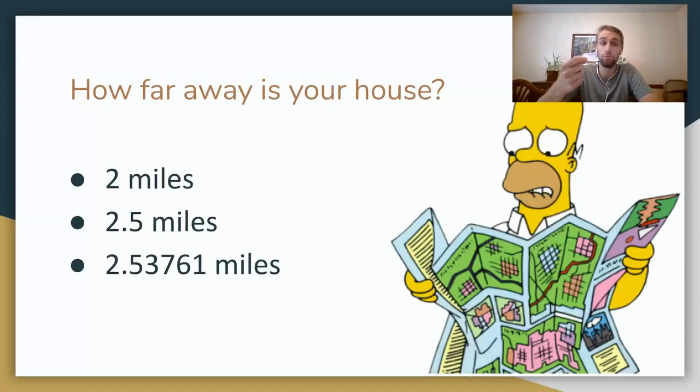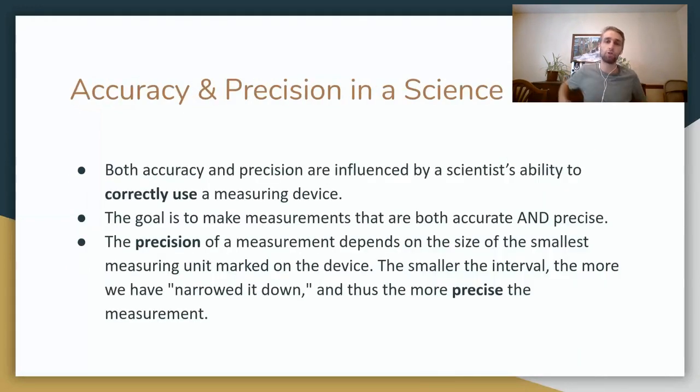And if someone tells you my house is 2.53761 miles away, that's an even more precise answer. And if they give you all that extra information, all those decimal places, you're going to be looking in a really specific spot. So that's another example of precision and how a more precise measurement can show you where the uncertainty is. So what does this mean for you when you're actually making measurements in a lab?